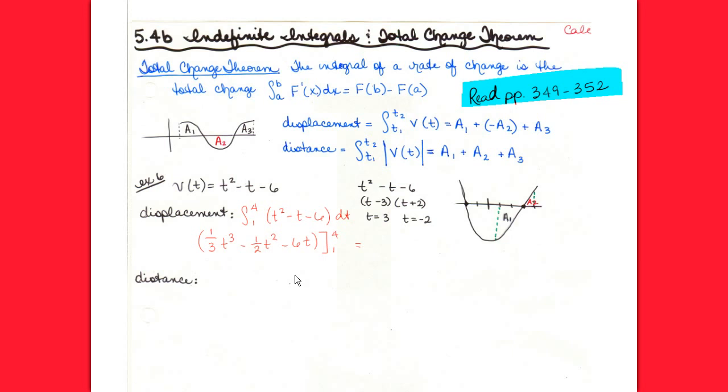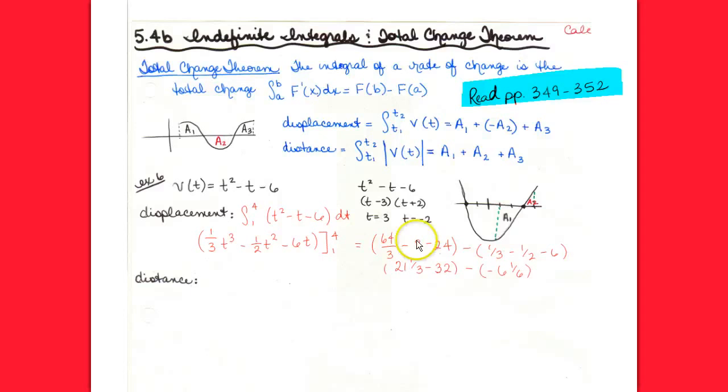All right, then we just have some joyful computation to do. We can go through and plug in 4. So 4 cubed is 64, times 1/3 would be 64 thirds. And then 4 squared is 16, so half of that would be 8. And then 6 times 4 is 24. Same idea, plug in 1. And then we just have some fraction work to do.